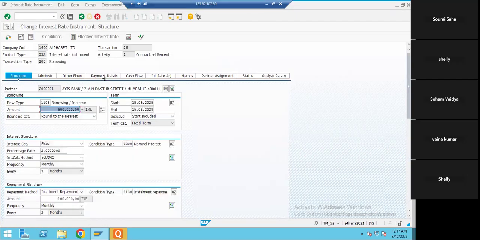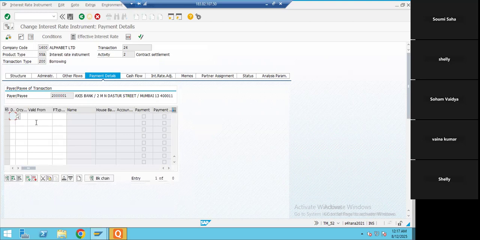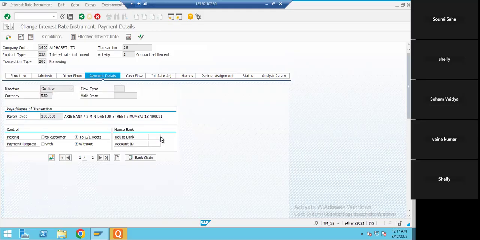Now, one thing I see is that payment details have not been fetched from here, so I can manually maintain the payment details also. Technically, these payment details should be fetched from your business partner. I saw in business partner it was maintained, but it did not fetch because the configuration was incomplete. We will go through the configuration in detail later, but I'll just maintain the payment details as of now. This is your house bank and bank account. In this, you will receive the sum.